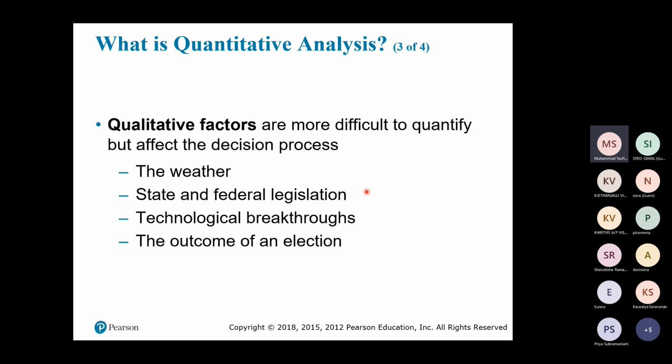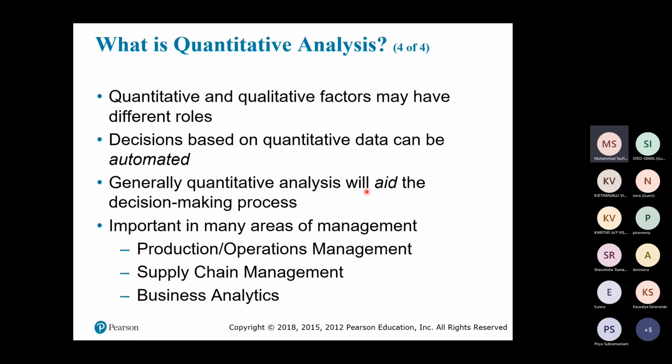And then technological breakthroughs, how you describe your technology. That is another place you can use qualitative data, and then the outcome of an election. So these are the differences between quantitative and qualitative data in general. Quantitative and qualitative data have different roles. We have to remember, you have quantitative data and you have qualitative data. Both can be used together, but most of the time they have their own roles.